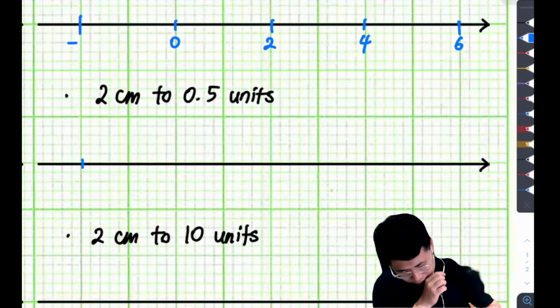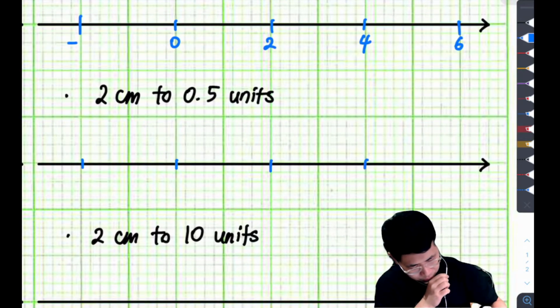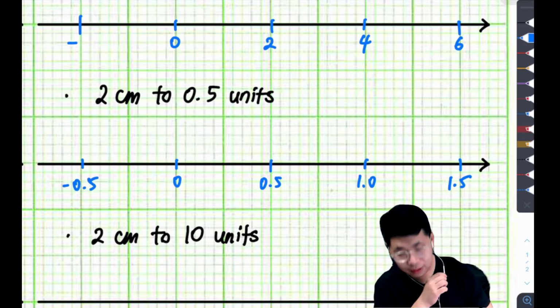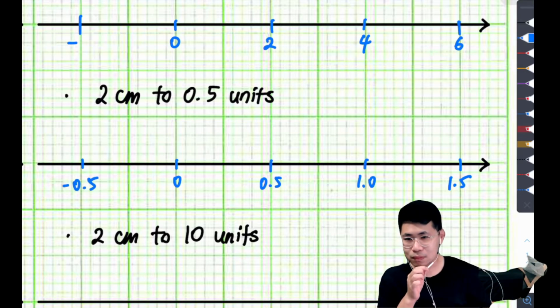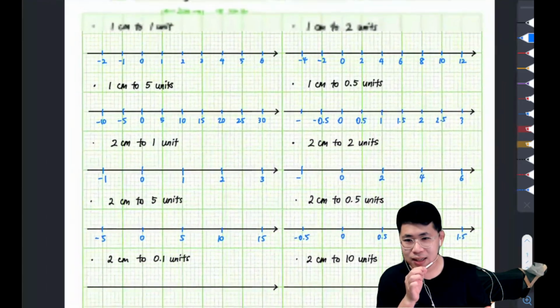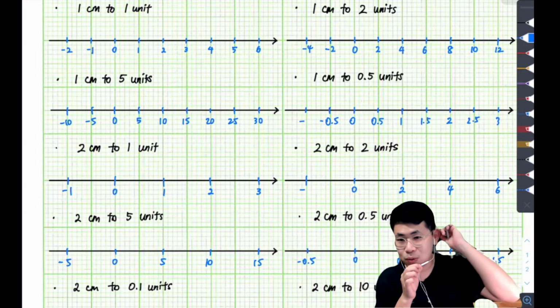Right, last one over here that we are going to do, 2 cm to 0.5 units. So same thing, 2 cm marks. Right, let's put the 2 cm marks over there. If you start with 0, the next one is going to be 0.5, 1.0, 1.5, and the other way around, negative 0.5.